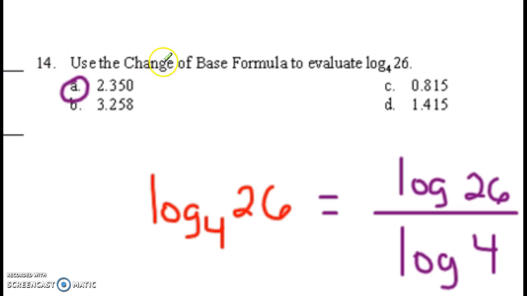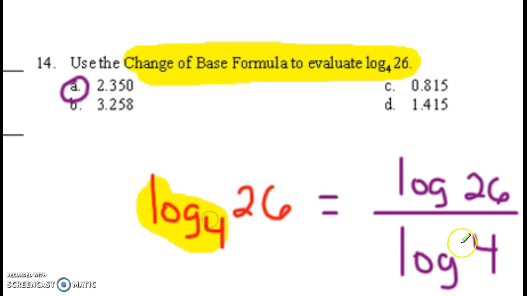In problem number 14, we're going to use the change of base formula to evaluate the log base 4 of 26, because the regular scientific calculator only does base 10. So my log base 4 becomes my common log of 4, which is base 10, so that goes in the denominator. My common log of 26 goes in the numerator. So I'll go ahead and plug that into my calculator. That's how I got A for the answer.